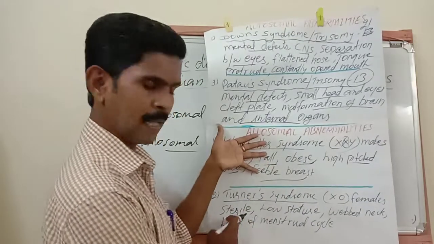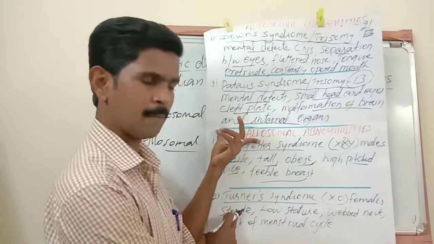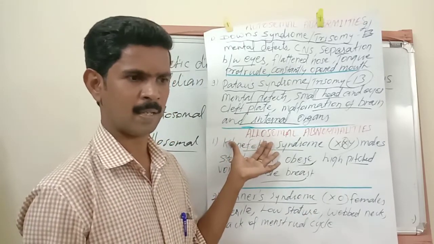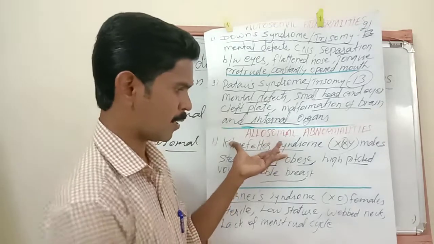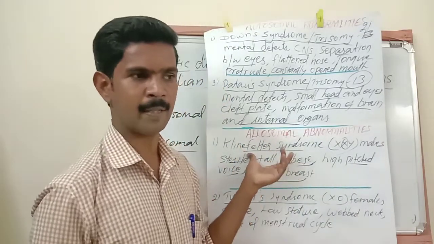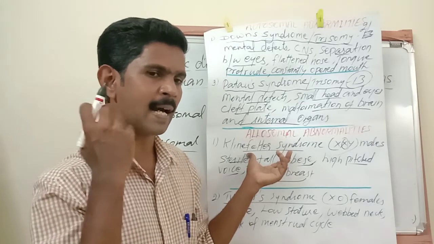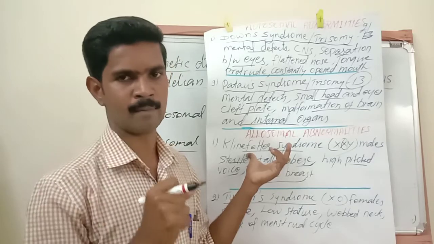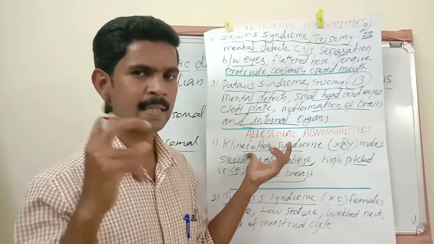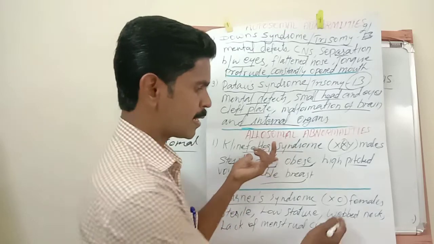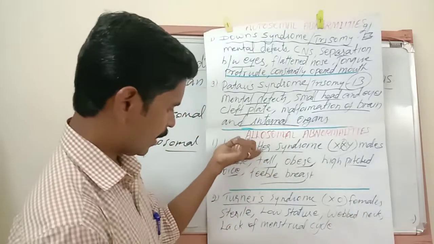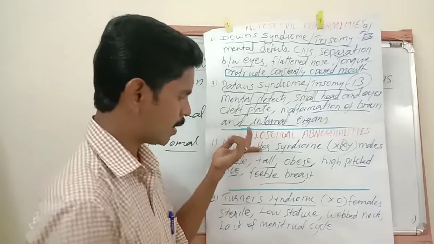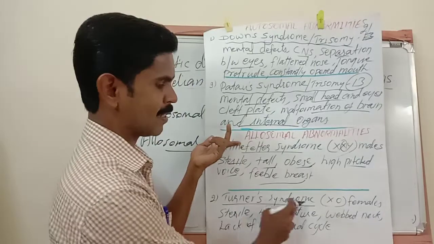Then symptoms: sterile, these females are unable to produce young ones. Low stature, meaning their appearance is not like a normal female; the height may be short, may be very short. Then webbed neck, between the head and shoulder region. That means the skin of the neck region has many small folds. This condition is called webbed neck. The next symptom is lack of menstrual cycle during puberty. These are the important symptoms of Turner syndrome.